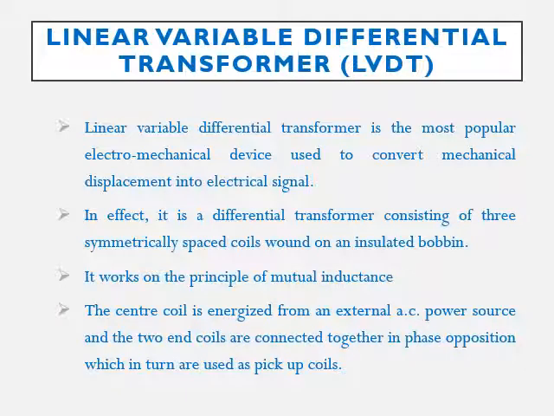Whenever there are two parts, one a coil and another a core rod, separated with the help of insulating material, then mutual inductance will cause a change in the EMF. The center coil is energized from an external AC power source, and the two end coils are connected in phase opposition, which in turn are used as pickup coils. That is, a primary coil and two secondary coils.